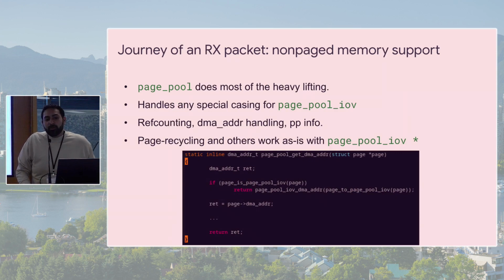So in this proposal, the page pool does most of the heavy lifting. It's the only component that needs to understand that this is a different memory type. It handles basically any special casing that is needed for these IOVs. And this is an example here where if you're getting the DMA address of a page, the page pool can very easily check if it's actually an IOV and do any special handling related to the IOV. Otherwise, it just treats it as a page and returns the DMA address that is stored inside of it.